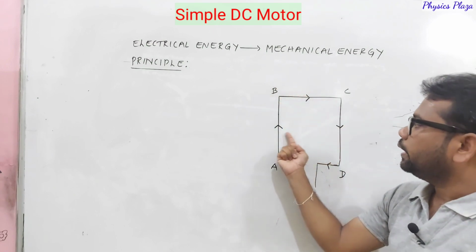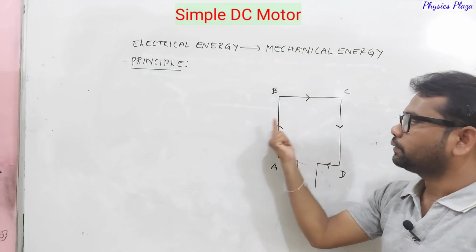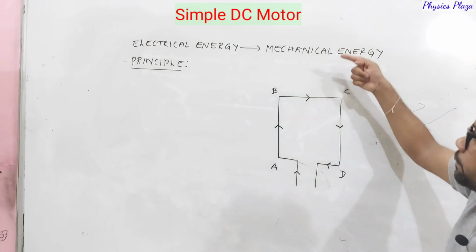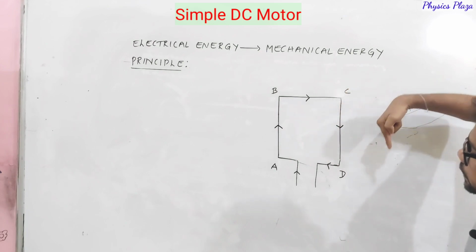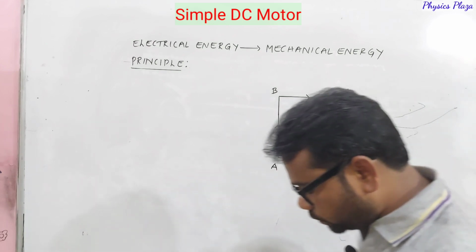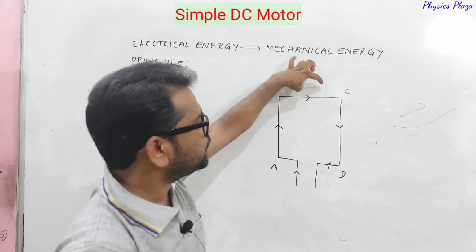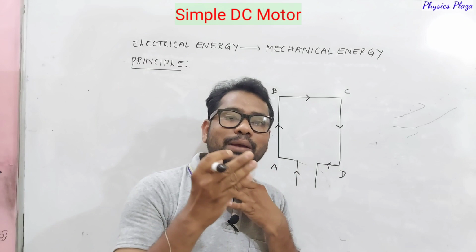Around AB, the field will be in this direction. Whereas around BC, the field will be like this. Around CD, the field will be like this, in this direction. Similarly, around AD also. Each and every side of the current carrying coil is behaving like a magnet.